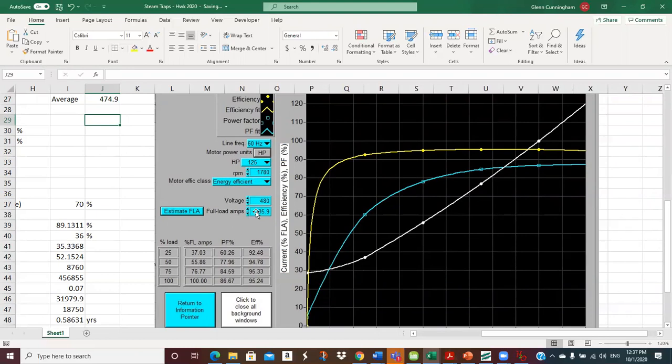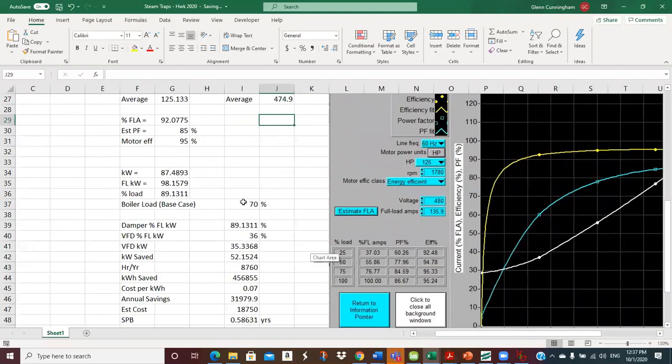So I'm looking at 135.9 as full load amps. And what I've done here, I think this makes sense, y'all decide. My average current is 125, that's in G27. If I divide that by 135.9 times 100, that tells me my percent full load amps is about 92. So this thing is pretty well loaded.